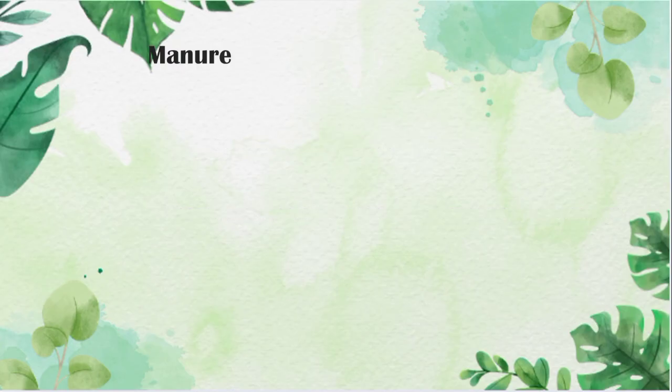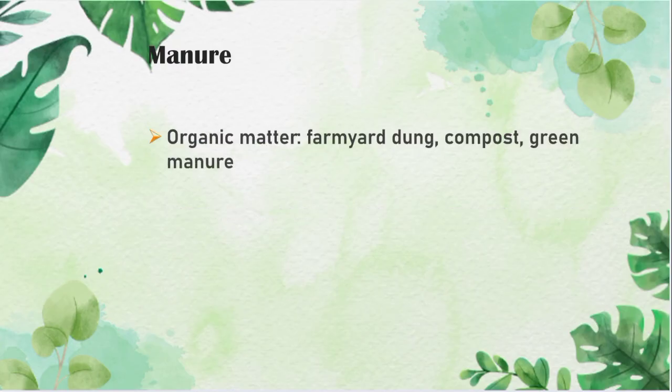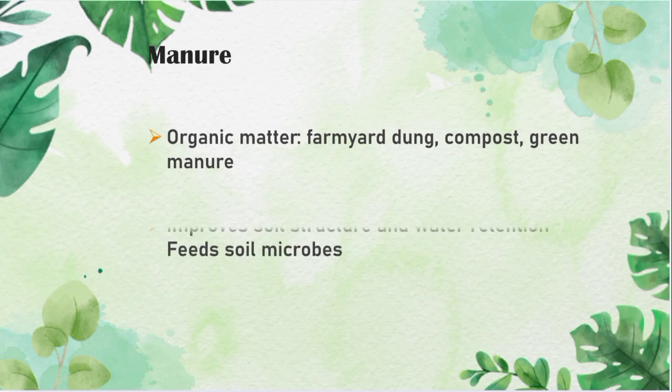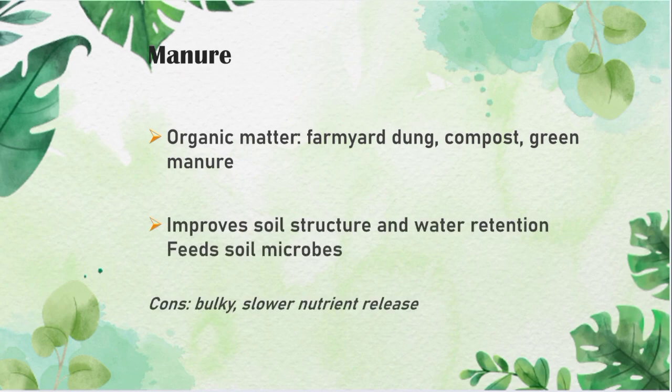Manure. Manure is made from organic matter, such as farmyard dung, compost, and green manure. It improves soil structure and water retention while feeding soil microbes. Cons: bulky and releases nutrients slowly. Chemical fertilizers.